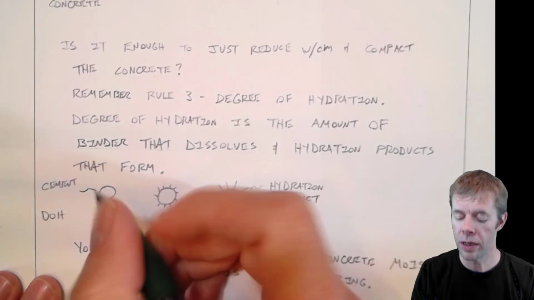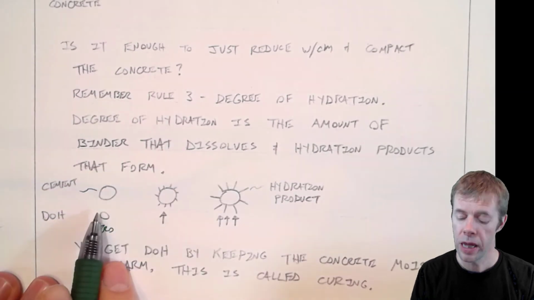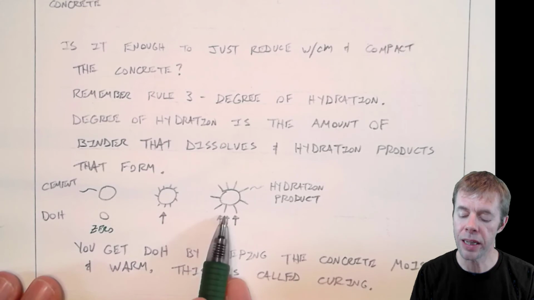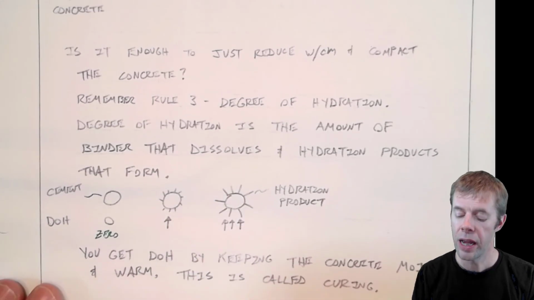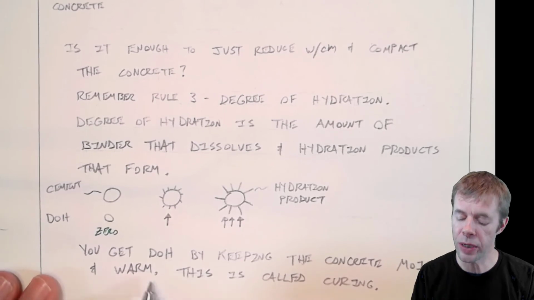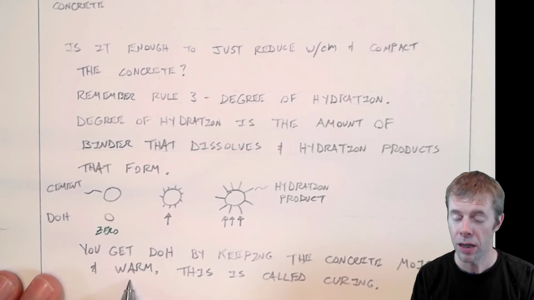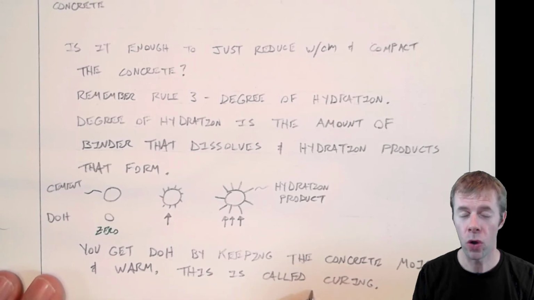If I have 0 degree of hydration, I just have a cement particle. If I have a little bit of degree of hydration, it starts to grow, has some hydration products around the outside. If I have a lot of hydration, I'm going to get a lot more growth of hydration products around the outside. And how do we do this? We get degree of hydration by keeping the concrete moist and warm. Not too hot, not too cold. And this is called curing. This is what feeds and drives the reaction of our concrete.